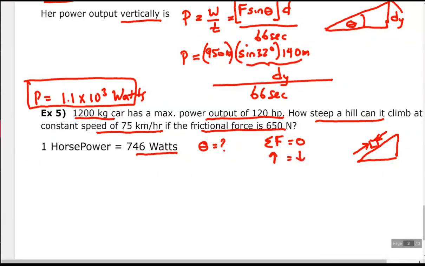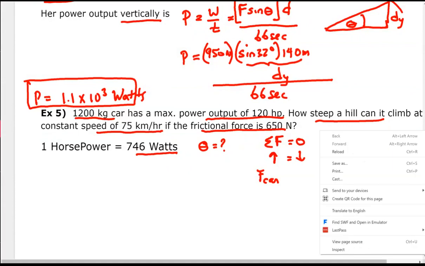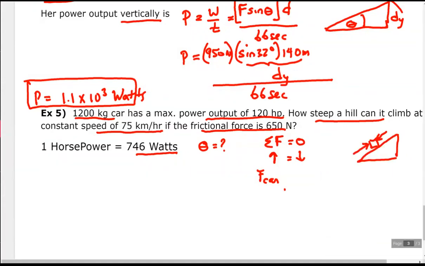So what are the ups? Well, the force of the car. So the force of the car equals, that's the up. The two downs are mg sine theta plus the friction. If he's going to go up at constant speed, he has to apply a force that's equal to mg sine theta and the friction, which are the two forces going down. So now we find the force of the car.